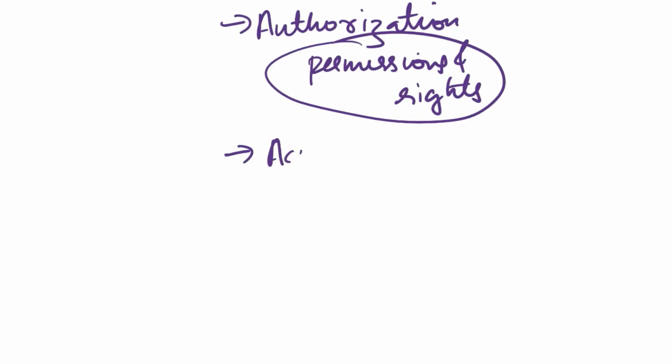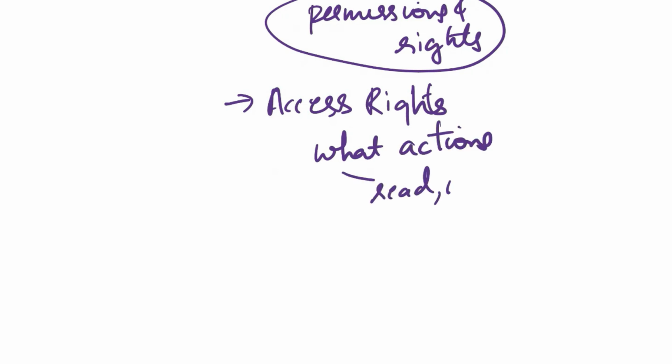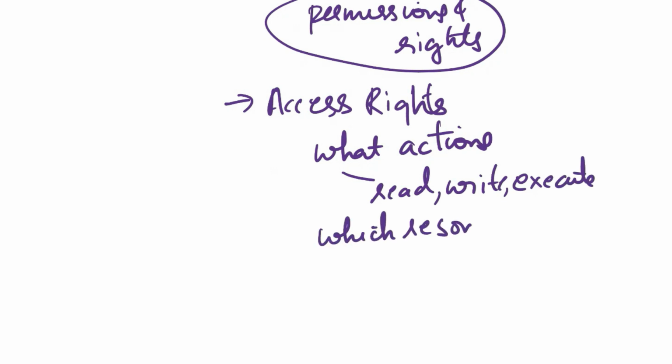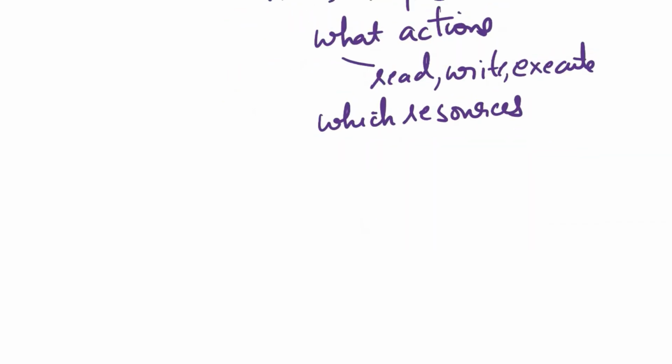Next, access rights. Access control defines the specific rights or privileges granted to users or entities. This specifies what actions they can perform, like read, write, execute, and more, and which resources they can access. Access control mechanisms can be implemented at various levels. Let's see some of them.